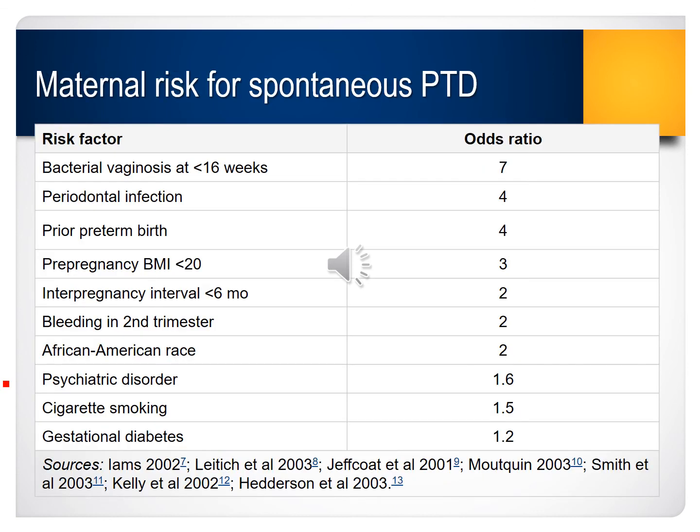Here again, I just put a little FYI chart from a source. It's a little old, but the risk factors haven't changed much. It shows the odds ratio for these risk factors, the odds ratio of a woman going into spontaneous delivery.